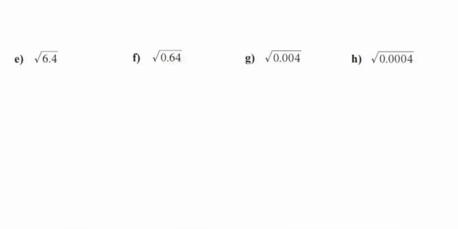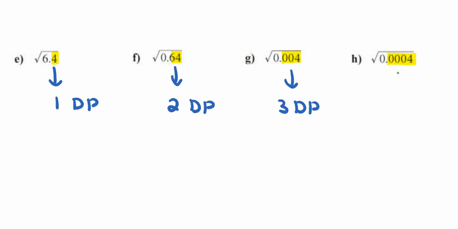Okay, so now we have decimals here. And what we're going to do is count out the number of decimal places for the next 4 questions. So I'm just going to highlight the decimal places here. Here I have 1 decimal place. Here I have 2 decimal places. Here I have 3 decimal places. And over here I have 4 decimal places.